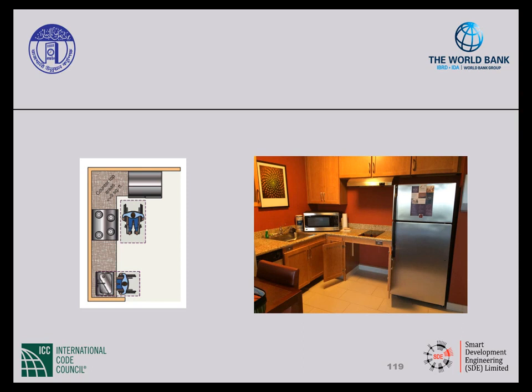On the left, you can see how the clear floor space is positioned at both the sink and the stovetop. At the sink, it's a forward approach, so there's knee and toe clearance provided underneath the counter. For the stove, the clear floor space is a parallel approach.